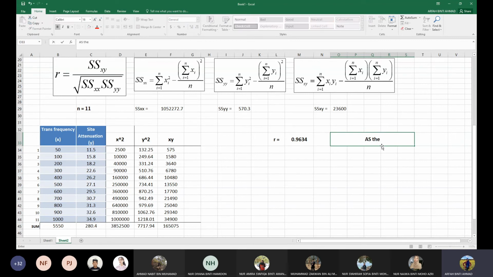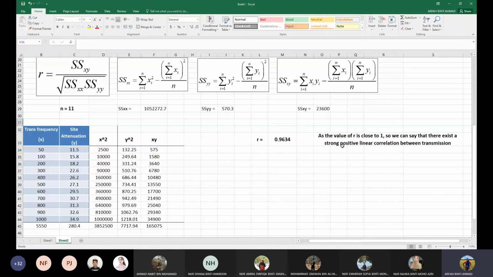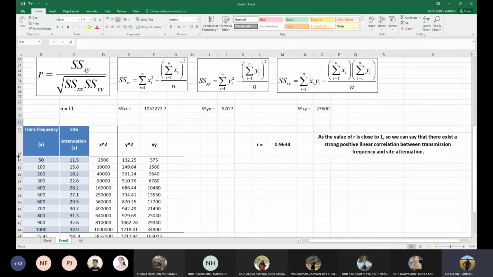so as the value of R is close to 1, so we can say that there exists a strong positive linear correlation between transmission frequency and side attenuation. Okay. So sebab nilai dia sangat close to 1. So there exists a strong positive linear correlation between transmission frequency and also side attenuation.